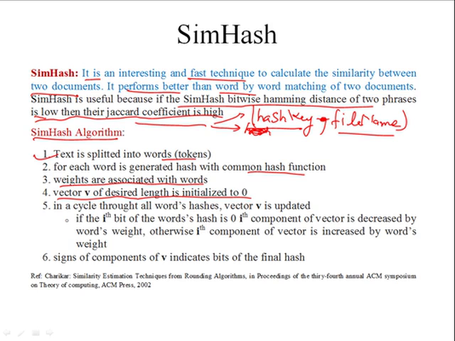This means we cannot take very small words every time because it may be useless to compare with very small words. In the cycle, through all words' hashes, vector v is updated. If the ith bit of the word's hash is 0, the ith component is decreased by the word's weight. Otherwise, the ith component of the vector is increased by the word's weight. The sign of the components of v indicates the bit of the final hash.